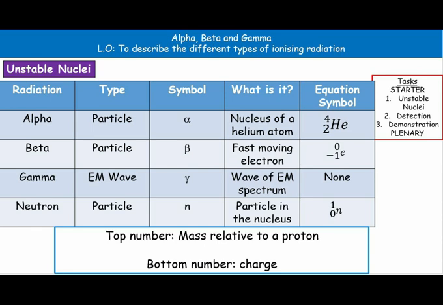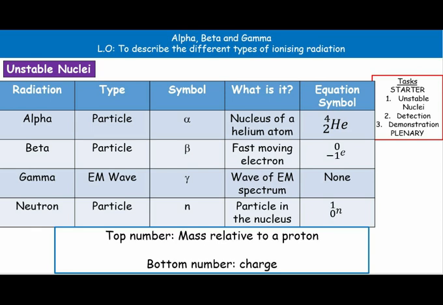The second one is beta, and again, this is a particle. What it actually is is a fast moving electron. Now, hopefully we do remember that the mass of an electron compared to our proton is incredibly small, so in this case we've just given it that mass of 0, and its charge is -1, and our symbol for an electron is a lowercase e.